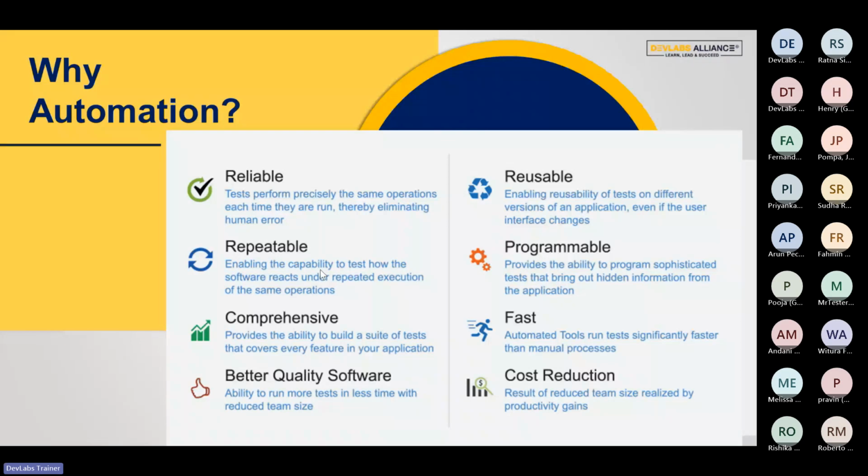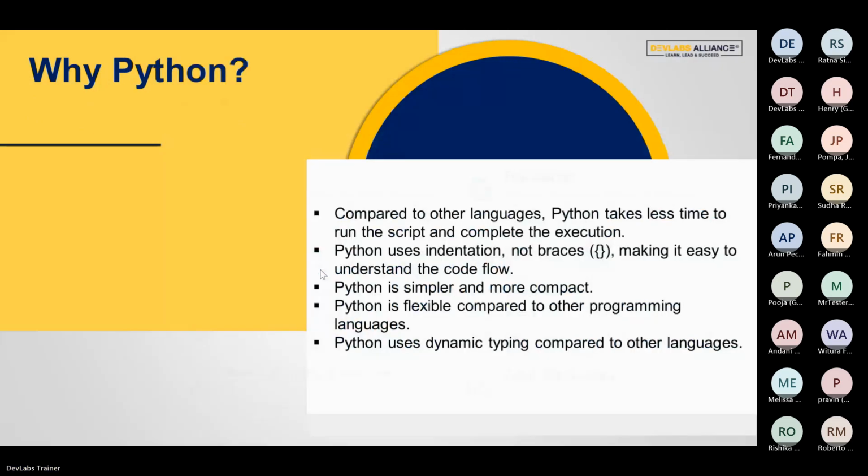Programmable. It provides the ability to program sophisticated tests that bring out hidden information from the application. Hidden means unexpected results with extreme inputs. These are the advantages of automation, which is making each and every organization, each and every project prefer automation. Then why Python?